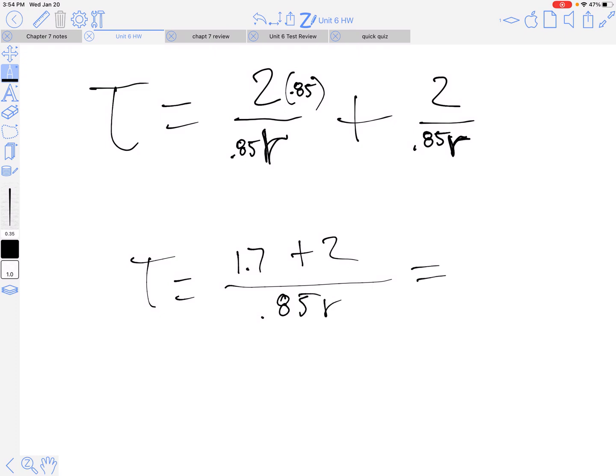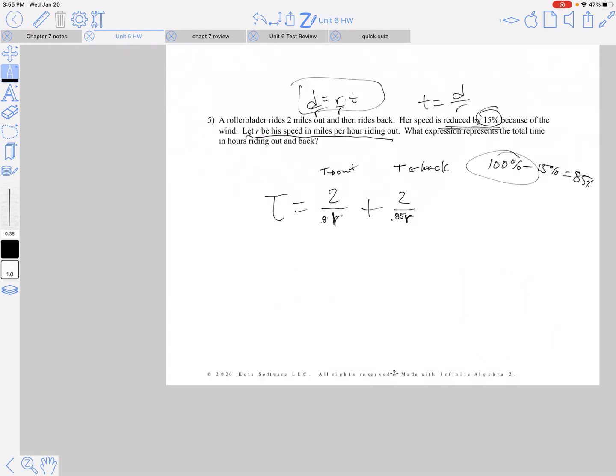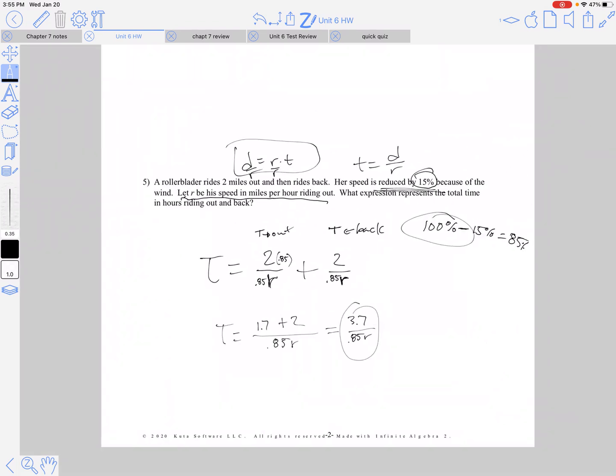Okay, let me double check. I think it's 1.7. All right, 2 times, yep, it is. All right, so then I add them, and I get 3.7 divided by 0.85 R. So once I have the rate, I plug it in, and I can figure out how long it'll take this rollerblader to go out and back.